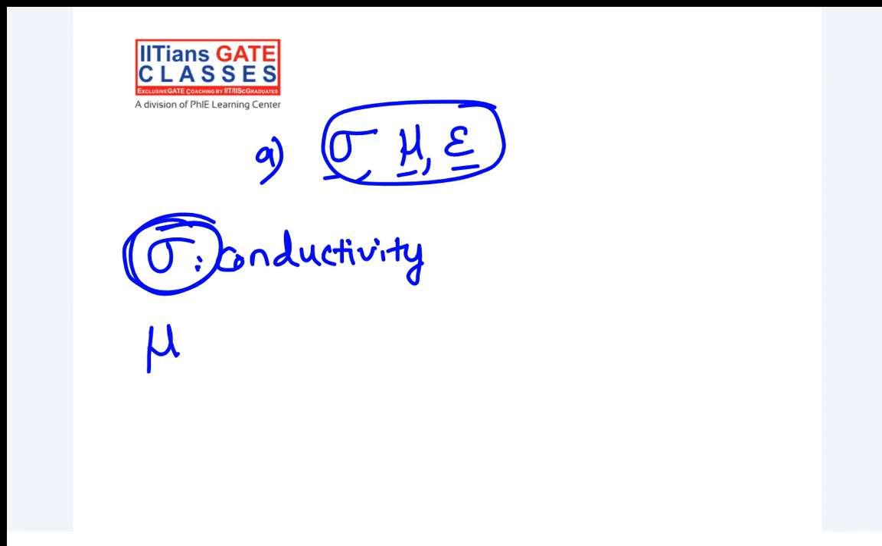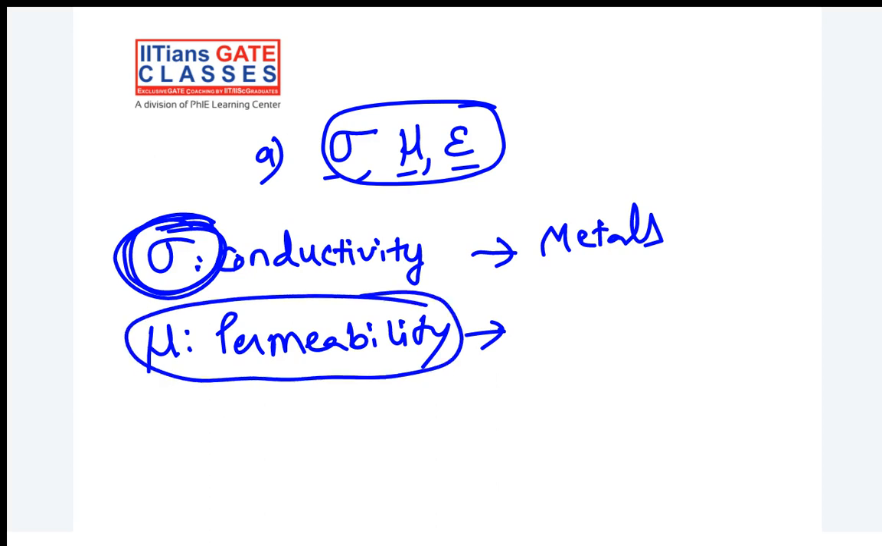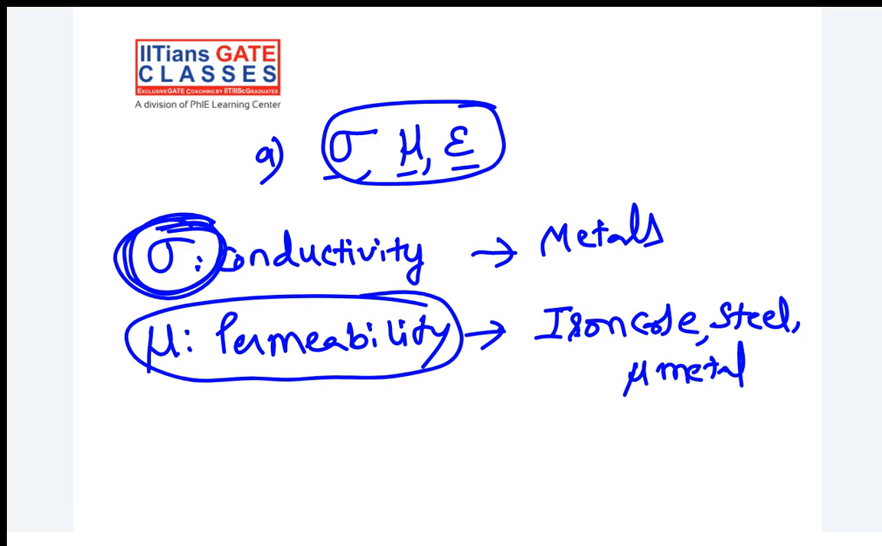Similarly, the permeability. The permeability represents how easily the medium allows the magnetic field. The simple example for a good conductor is all your metals, with high conductivity. Similarly, materials which have high permeability are, for example, all your transformers. If you look at the outside of transformers, they are made up of an iron core. So iron, steel, or mu metal, all these materials are highly permeable materials.